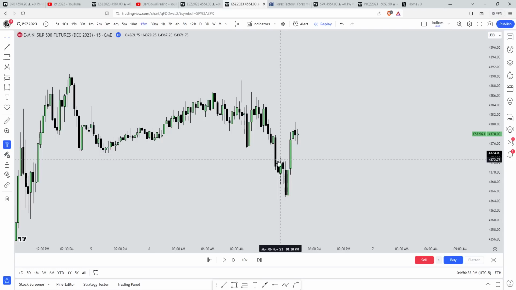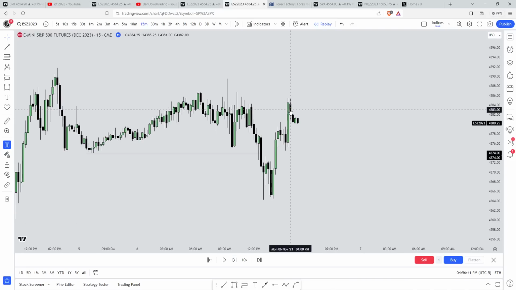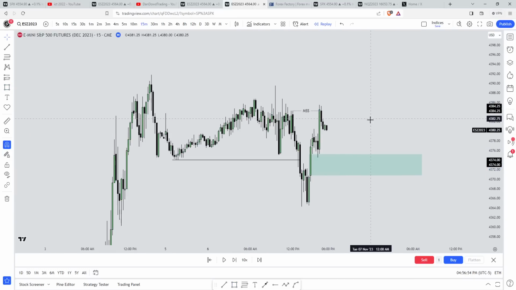Zooming back out to the higher time frame, this is where the liquidity got purged, took out the sell side. Now I want to see if it creates a market structure shift up higher, which it does post market. So this is 4 p.m. It creates a market structure shift by breaking through this previous high in here. In that price leg, we're looking for a fair value gap. Has it right there.